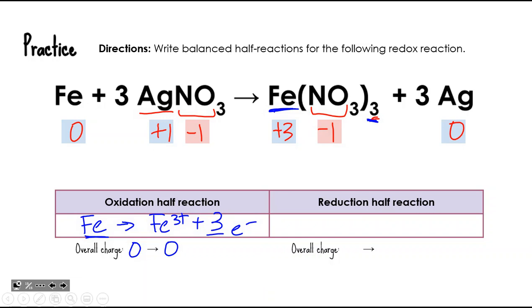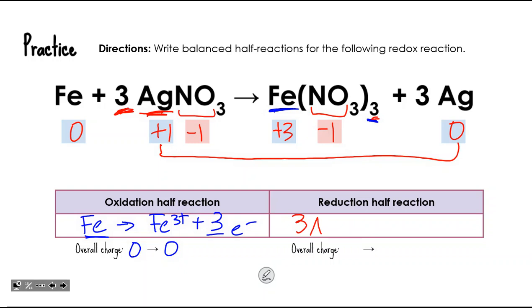Now for the last one, we've got silver, because the nitrates are spectating. So silver is going from +1 to 0. Now don't forget the balancing. How many silvers do we start with? Silver +1s, because of that coefficient. How many silvers? 3. We need 3 Ag pluses to begin with.